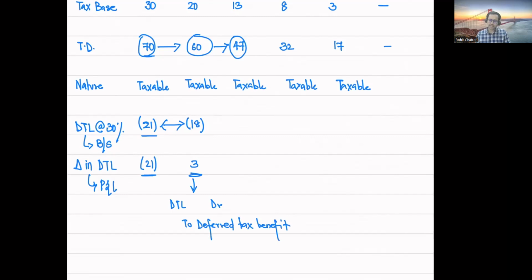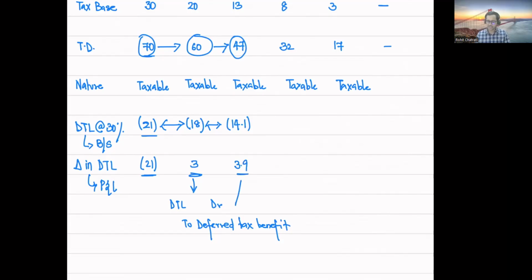Next, moving on, next year, 47 multiplied by 30 percent would probably be 13.1. If I'm not wrong, it's going to be 13.1, or it's actually going to be 14.1, sorry. So my deferred tax liability is going to be 14.1. So here it has reduced by 3.9. My liability has reduced by 3.9.